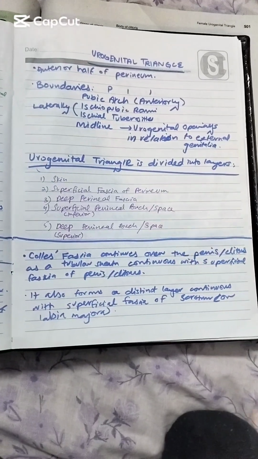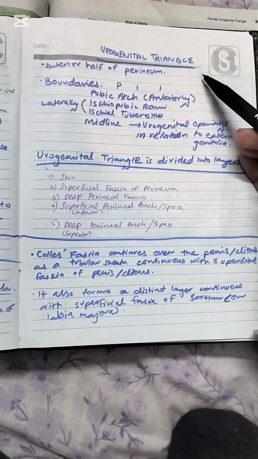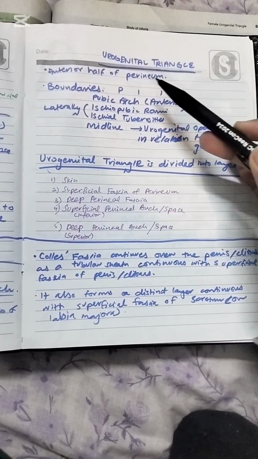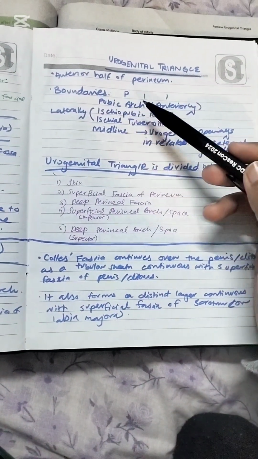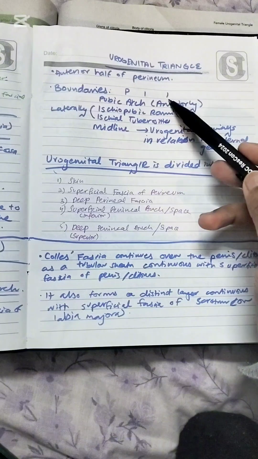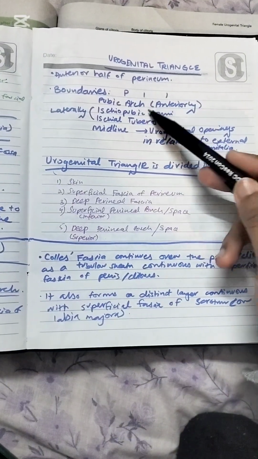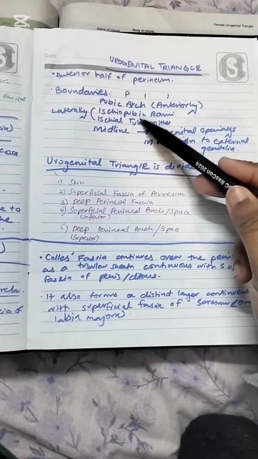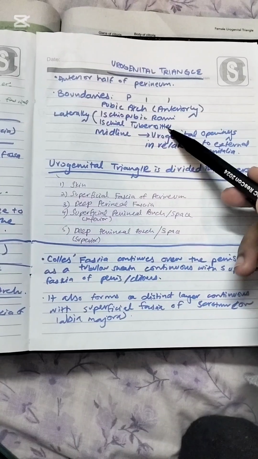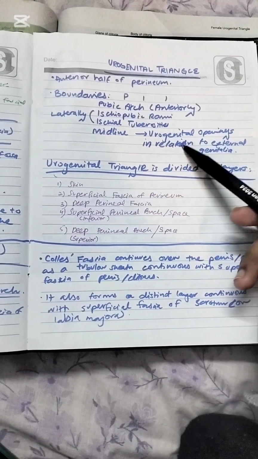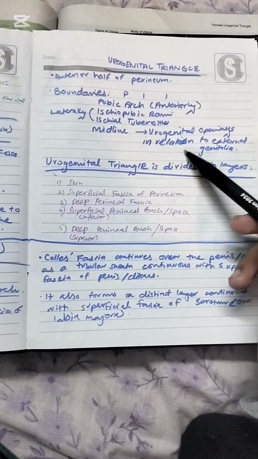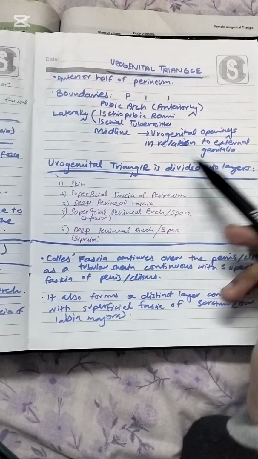Now let's talk about something very important, which is the urogenital triangle. The urogenital triangle is going to compose the anterior half of the perineum. It has the following boundaries. The boundaries are, anteriorly, the pubic arch and, laterally, the ischiopubic rami and the ischial tuberosities. And in the midline, there are urogenital openings in relation to the external genitalia.